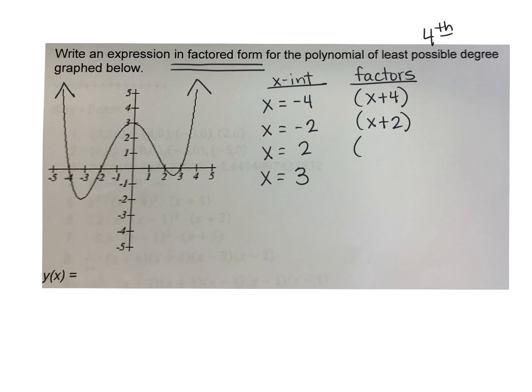Next one, if I move the 2 back over with the x, that would be x minus 2 on this side, and then, of course, x minus 3. Now, here we start to talk about something called multiplicity.